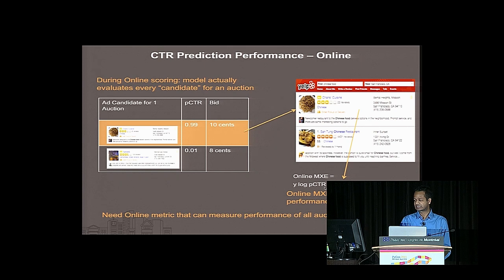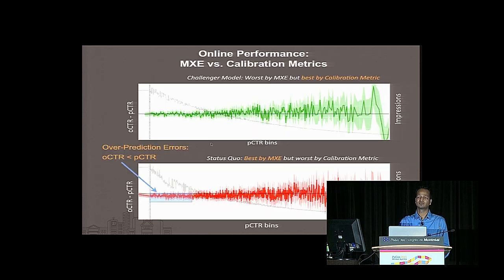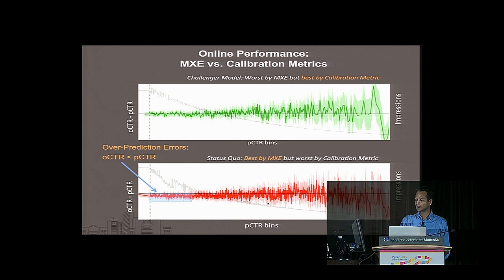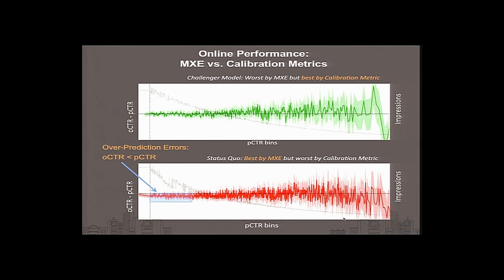However, we found in practice that online MXC does not correlate well as a true measure of performance in our online system. What we really need is an online metric which can capture the performance of all the auction participants, right? Because we are applying that model to everybody here. The trouble is that we can only observe the performance on the winner. We can only observe when we return the winner whether the winner led to a click or no click, right? Turns out that calibration plots serve as a very good proxy to measuring our online performance.